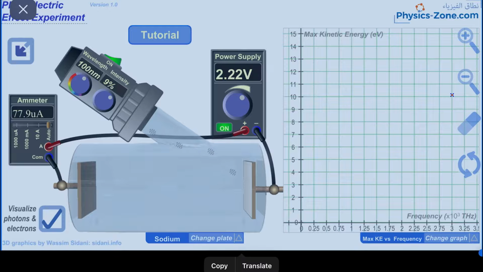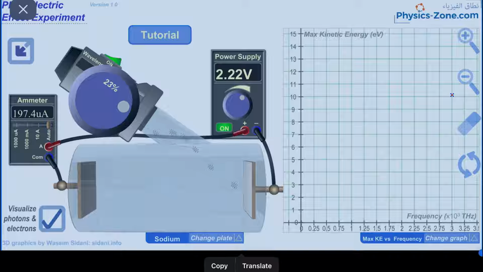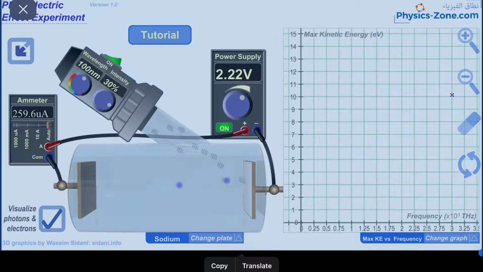But what you need to look at is, when I increase the intensity, there will be an increase in the number of photons, and there will be an increase in current as well. Look at the current in the ammeter. So when I increase, do you see the number of photons increases, the current increases? That means the intensity or the brightness of light is directly proportional to the current, and is also directly proportional to the number of photons, right? The current is the number of electrons ejected per unit time.